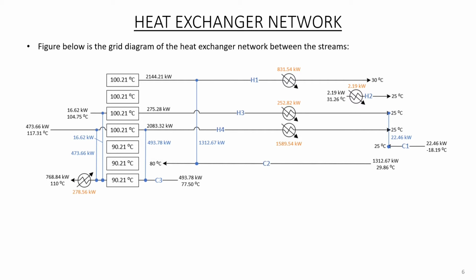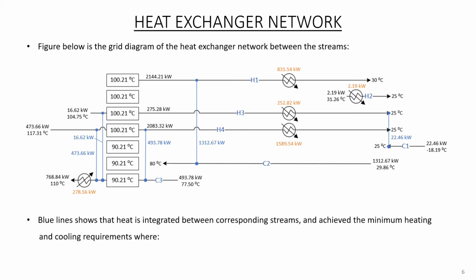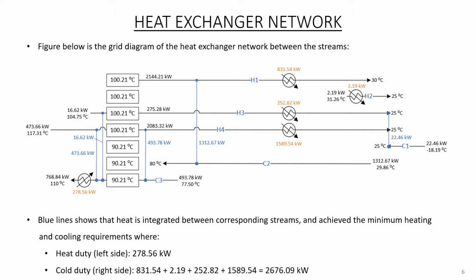This is done based on the specific heat flow rates of the streams, where on the left hot side, the value of specific heat flow rates for cold stream need to be bigger than hot stream, and vice versa on the opposite side. Following this, it is shown that heat is integrated between the streams as shown in the blue lines, and the minimum of heating and cooling requirements have been achieved.